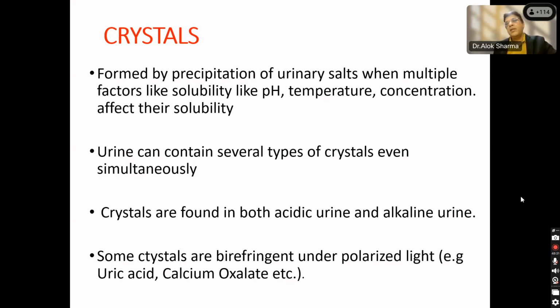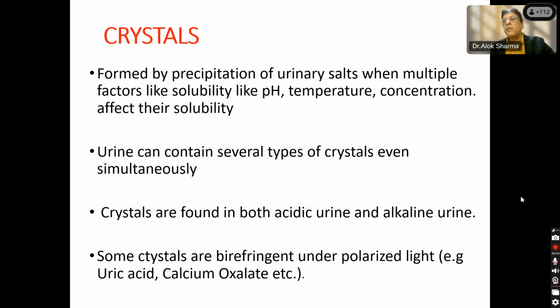And to some extent, the type of casts also will appear depending on the acidity of the urine. And what enables us to identify them is their birefringent nature sometimes. So some of these crystals are pretty dramatically birefringent, for example, the uric acid and the calcium oxalate crystals. So it's easy to identify them in the urinary sediment by virtue of their birefringence.